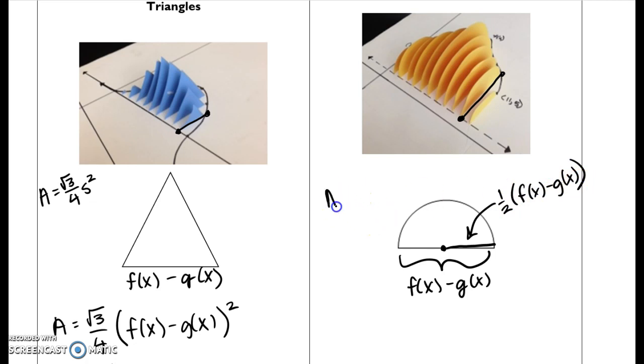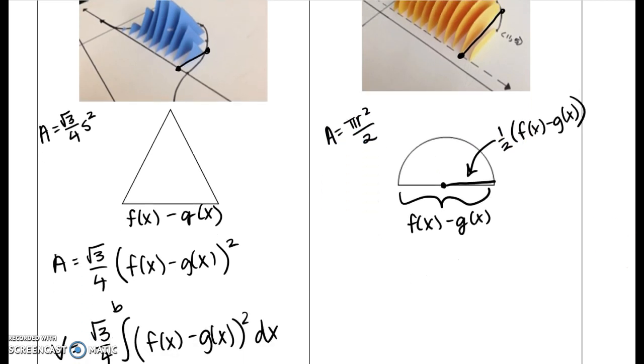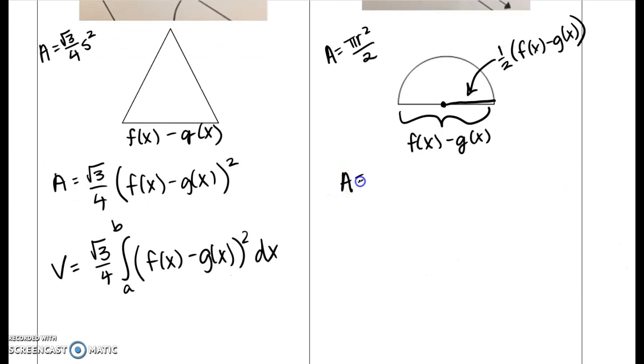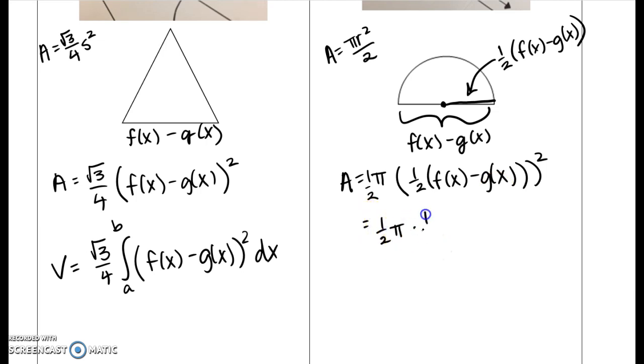And so our area of a semicircle is pi r squared over 2, or 1/2 pi r squared. So our area will be, I'll put the 1/2 out in front, it makes it a little easier, pi times 1/2 f of x minus g of x, and it's that whole piece squared. Which means I have to square the 1/2 and the f of x minus g of x. So I have 1/2 pi times 1/4 times the quantity f of x minus g of x squared, which gives us a total of 1/8 pi times f of x minus g of x squared.